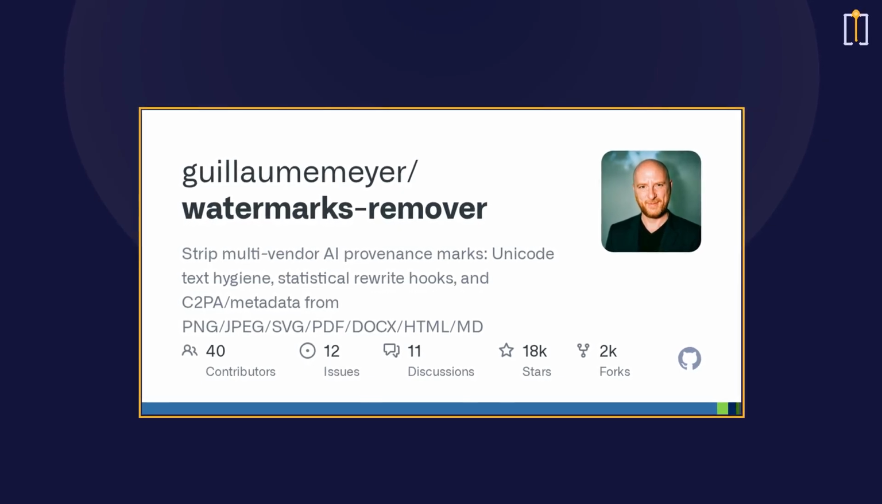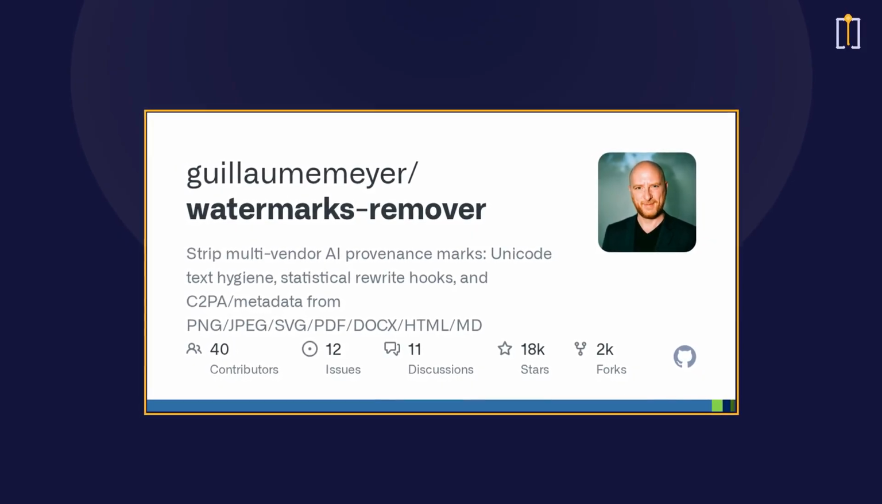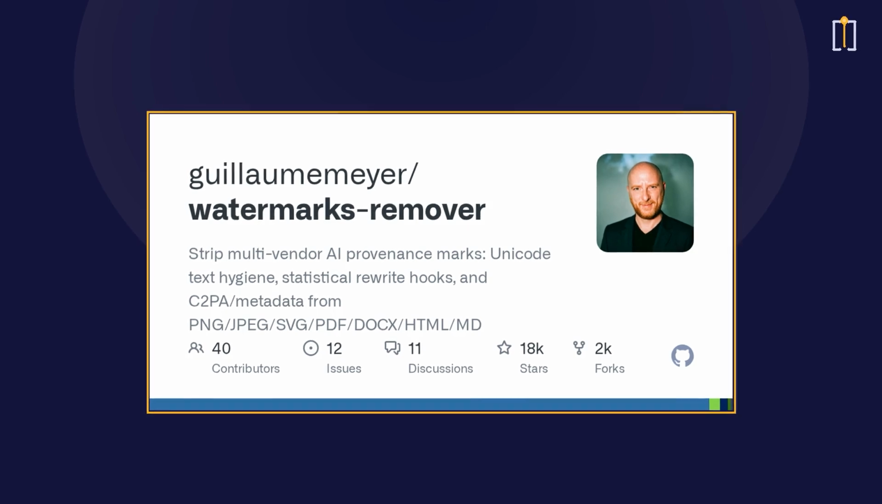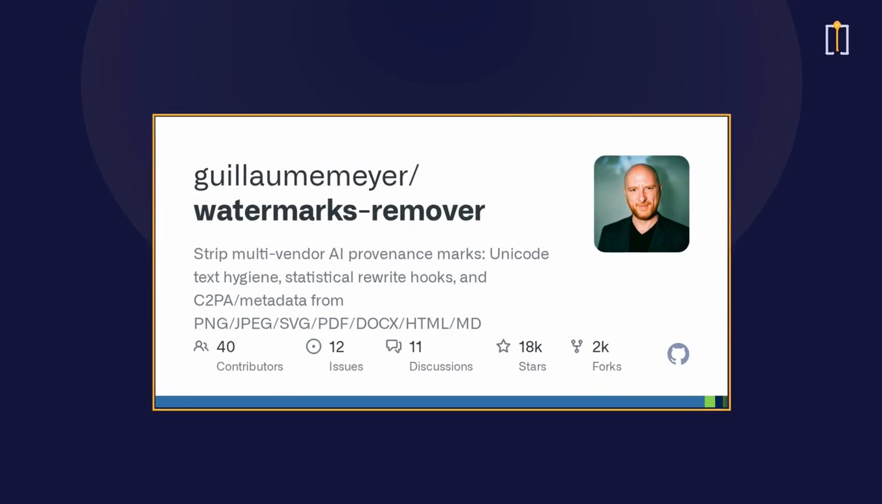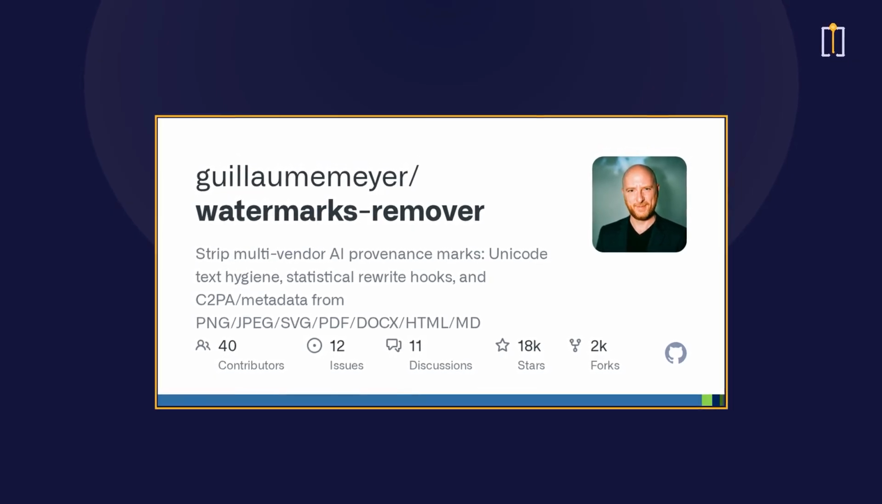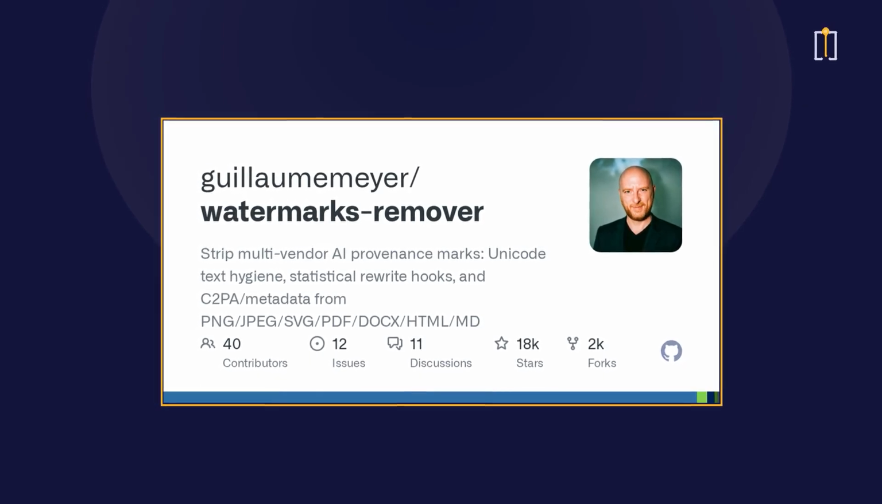Technically, it's a clean piece of engineering. Most tools handle one format. This one treats provenance as a cross-format hygiene problem, which is genuinely a smarter architecture. Now, the obvious tension. The whole point of C2PA is transparency about how content was made, and this undoes that. So who's it actually for?